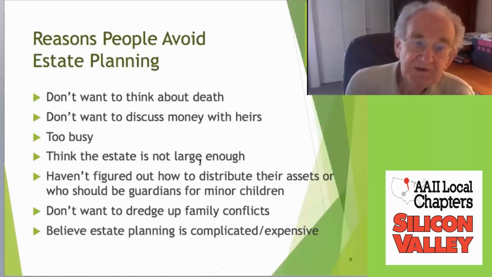One of the other big reasons that people postpone estate planning is that they haven't figured out how to distribute their assets. They don't know what they want to do with it. They don't want to dredge up family conflicts. That's fairly common. When there's money on the table, families do have conflicts, unfortunately. And the final reason is that they believe estate planning is complicated and expensive to do. And it's absolutely true. I'm not going to dispute it.